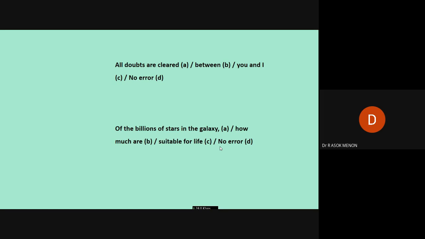So when there is a between, the preposition with which we began with this set of questions, when we have two entities and we want to point to a place between these two things, the preposition is invariably between. Here you have this you and I. Two identities are there. So the position between is correct. So all doubts are cleared: between you and I. You and I. Two nouns are clearly specified.